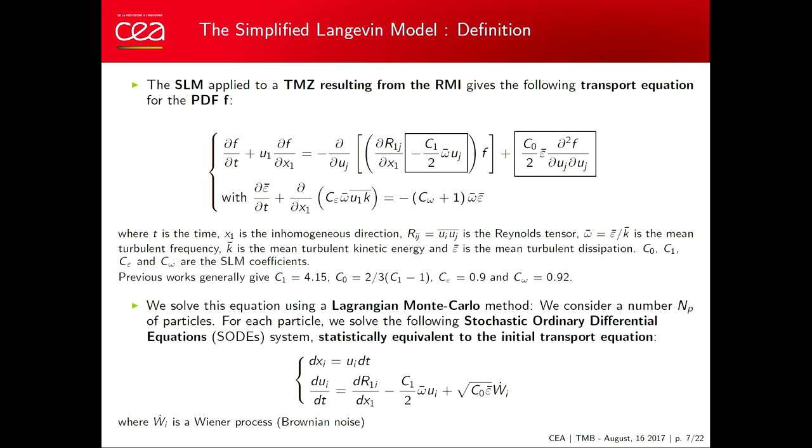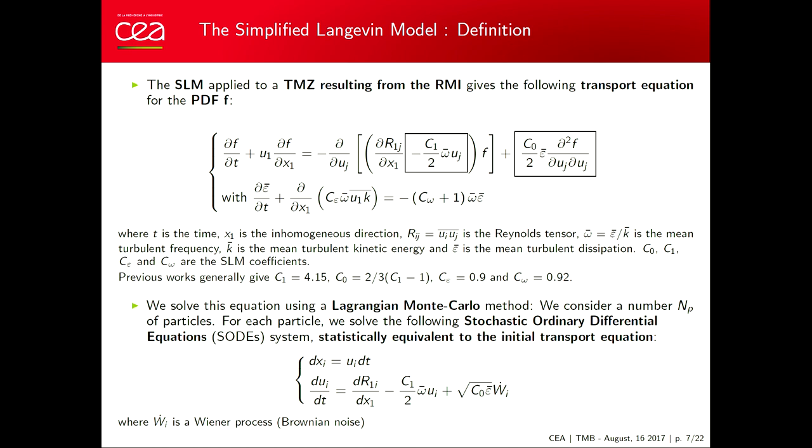This simplified Langevin model applied to our turbulent mixing zone resulting from the Richtmyer-Meshkov instability gives the following transport equation for the PDF, where we can see our model terms, which are a return to the mean term and a dissipation term. This model includes four closure coefficients, two for the equation of the PDF and two for the equation of the dissipation. These coefficients are C1, C0, which is related to C1, and C epsilon and C omega.